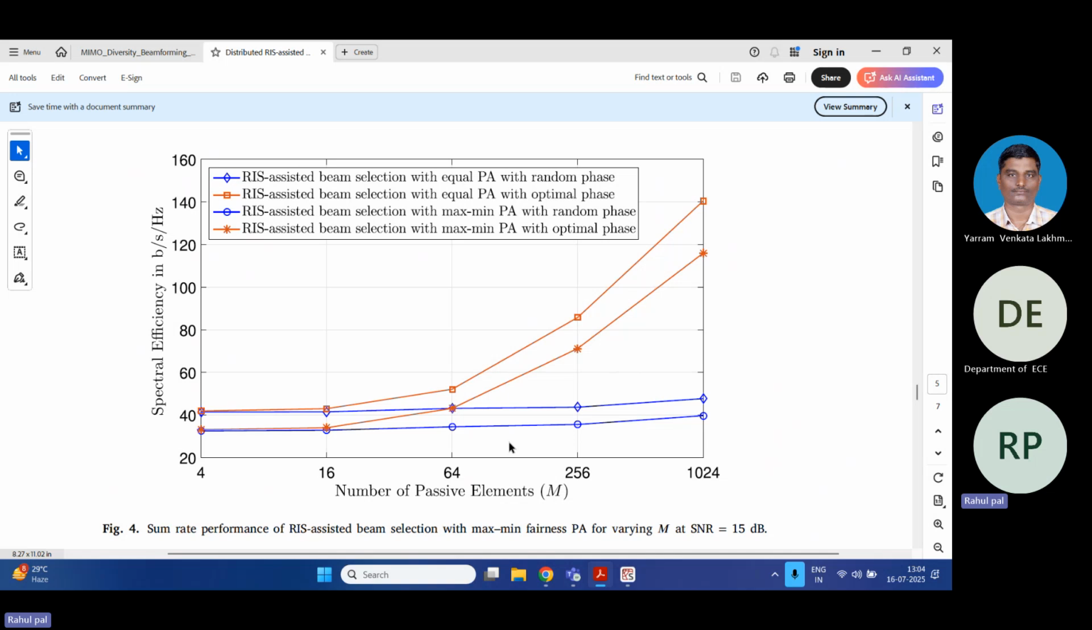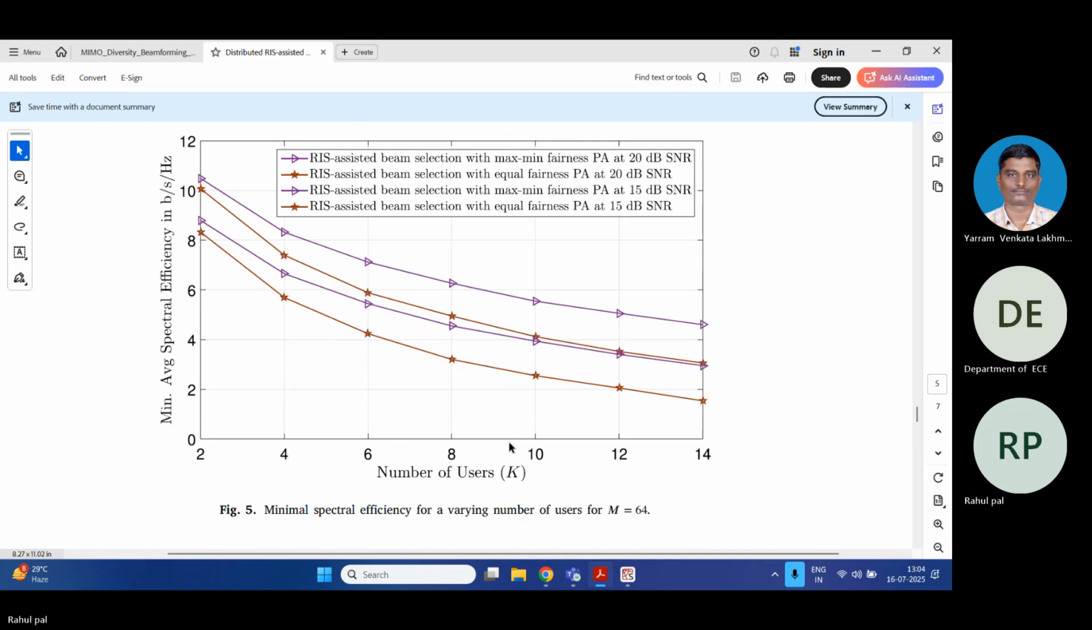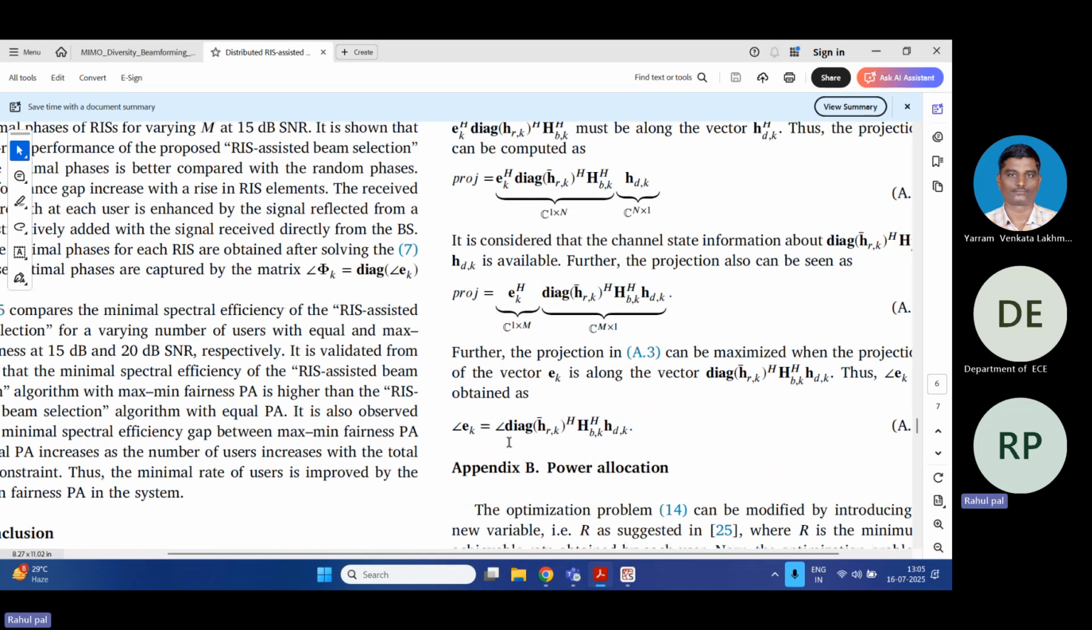So this is the result, and the last one is energy efficiency. Obviously, we improve the energy efficiency by choosing only the beams which are useful for the users. It means we are not using all the beams. Otherwise, we would have to continuously give power to all the users. If two beams are useful, I will choose only those two and give the power only to those two beams.